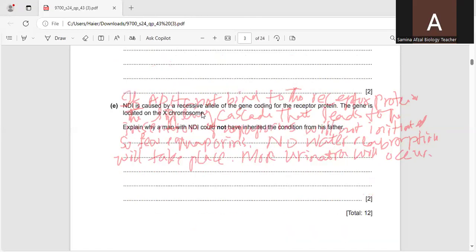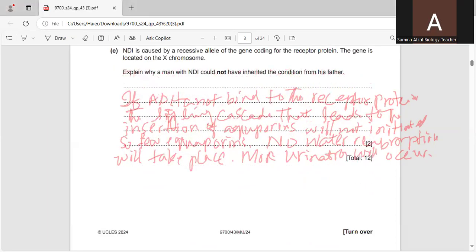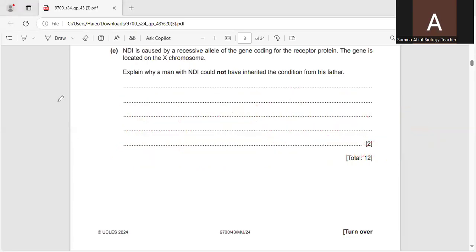Okay, now we are moving towards the last part of question number one. NDI is caused by a recessive allele of the gene coding for the receptor protein. This gene is located on the X chromosome. Explain why a man with NDI cannot have inherited the condition from the father.